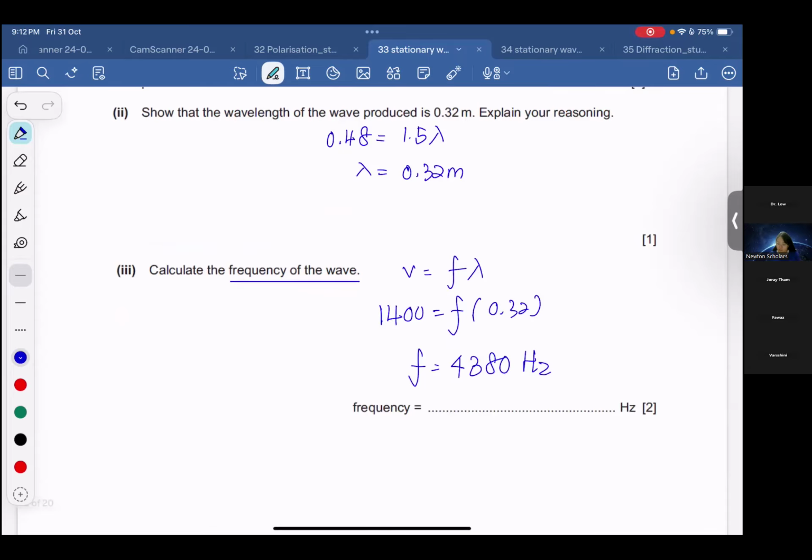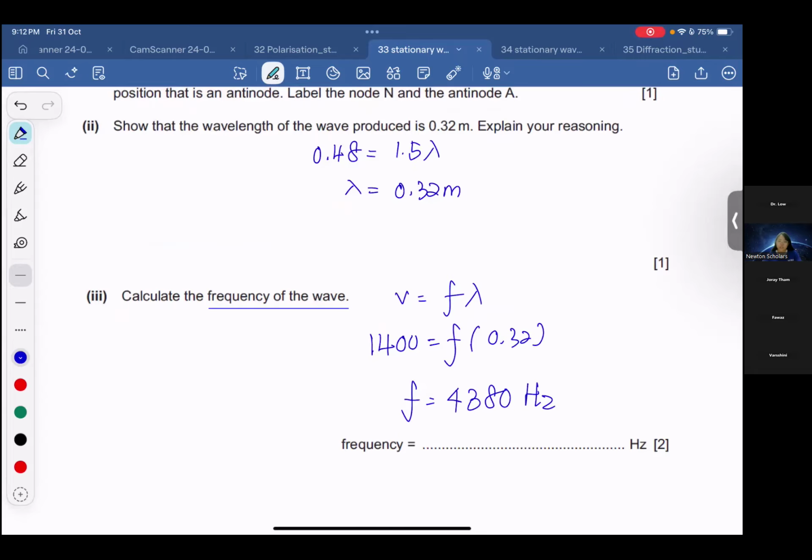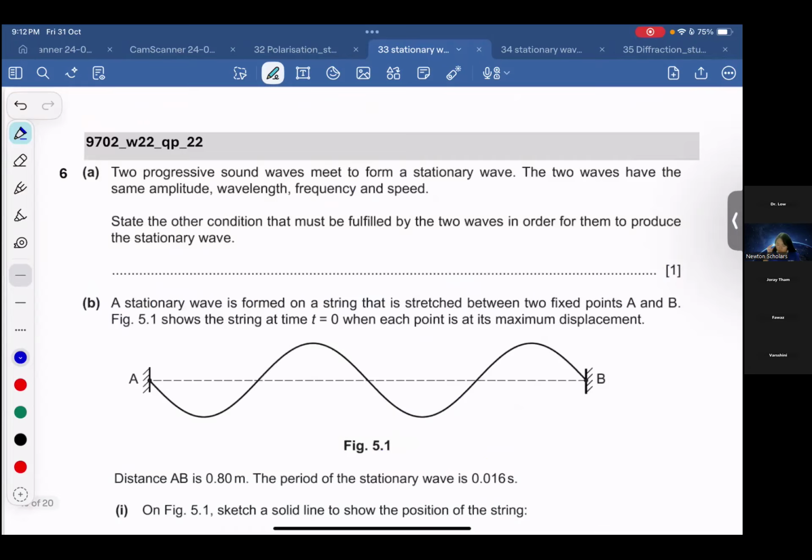So boys and girls, were you able to get the answer for frequency, 4400 or 4380? Can we proceed to the next question, dear? Yes, let's go.